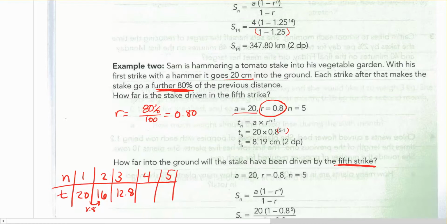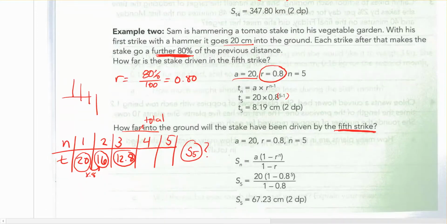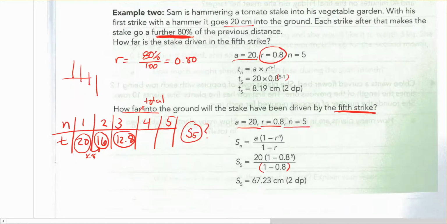So what's happening here is kind of like driving the stake into the ground. The first time he hits it, it's at the surface of the ground, he hits it, and it gets a little bit further in, and then he hits it, and it gets a little bit further in, and a little bit further in. What we're seeing is that the first time it goes in 20 centimeters, the second time it goes a further 16 centimeters, the third time it's a further 12.8 centimeters. So here we're actually looking for how far total, in a way, the sum of all of them. So you're going to use the sum to the fifth term is what we're looking for. So using n is equal to 5, you've got your r and your a, use your sum formula, watch your brackets, and you should be okay.